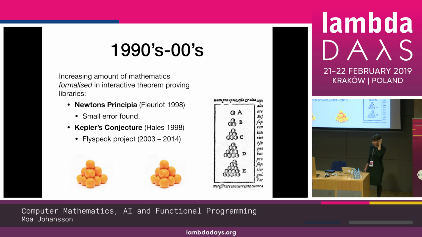Another big example, which is probably my favorite formalized mathematics example, is Kepler's conjecture. Kepler's conjecture was one of the great unsolved problems of mathematics for several hundred years. It was actually stated in 1611. And it conjectures that the most effective way of stacking spheres, for instance, cannonballs or oranges, is as a pyramid.